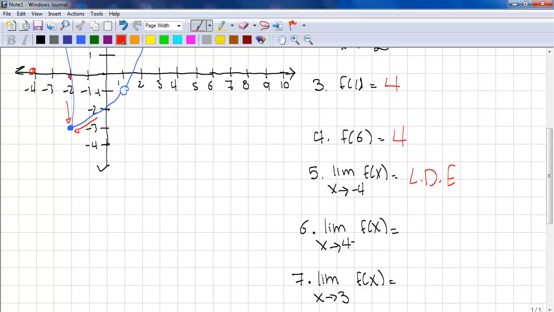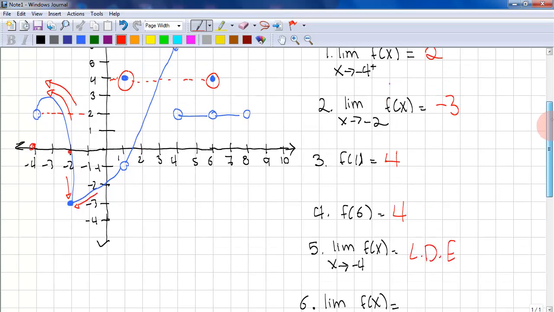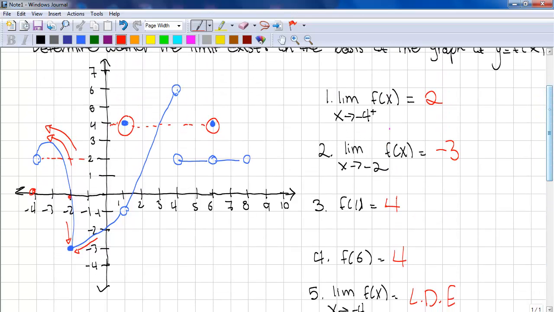Now we're looking at number 6, as the limit of x approaches 4 from the left-hand side, what would f(x) be? So if it's approaching from the left-hand side, we want to move this way. And we see that as it approaches 4, it is going to be 6.